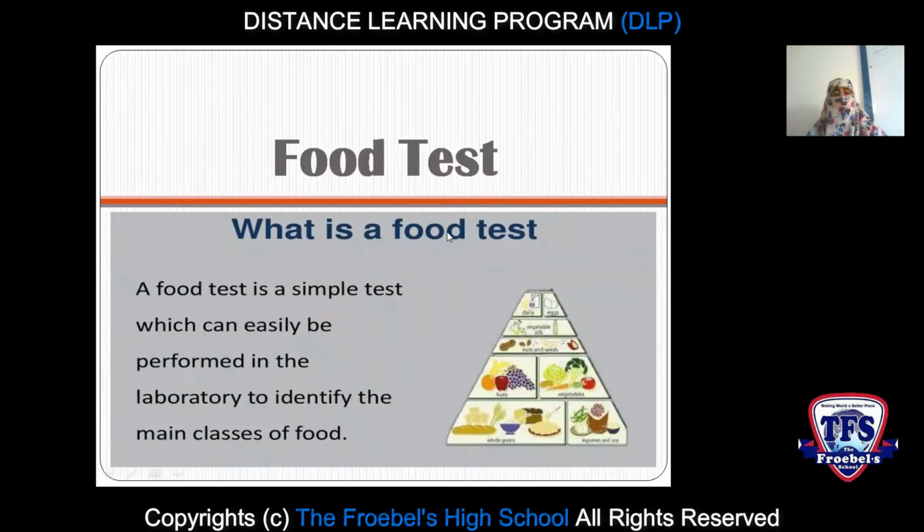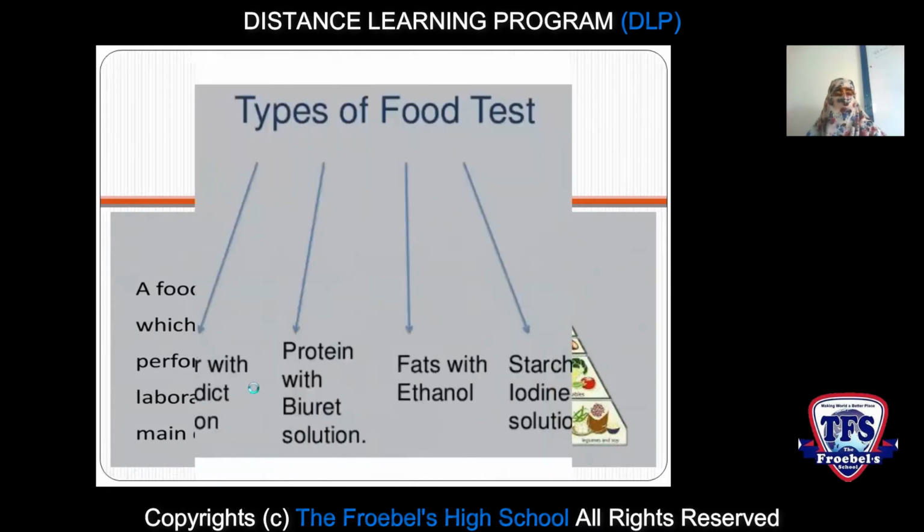What is a food test? A food test is a simple test which can easily be performed in the laboratory to identify the main classes of food. Suppose you have an unknown sample in a test tube and you don't know which component of food is present in the test tube. For checking and for confirming, you have to perform a food test, to find out which nutrient or which component of food is present in this test tube. So this is called a food test.